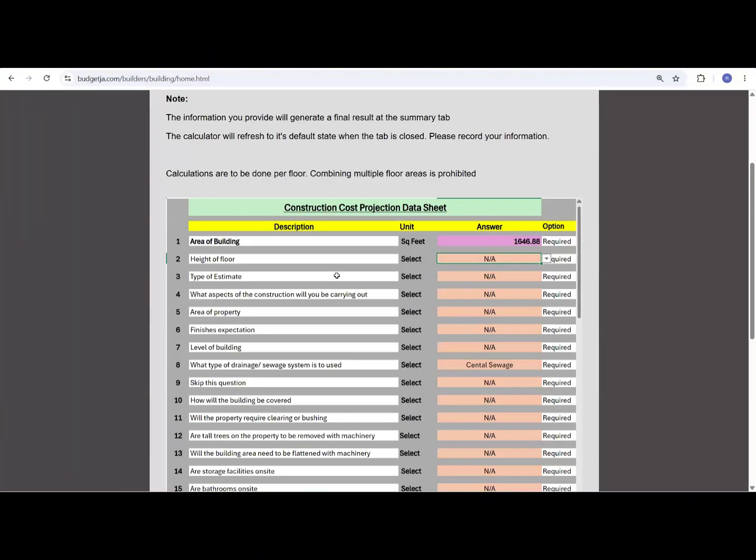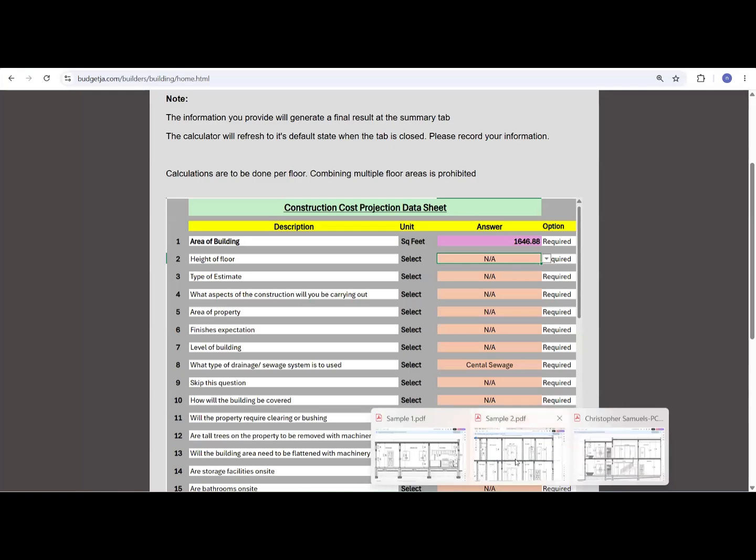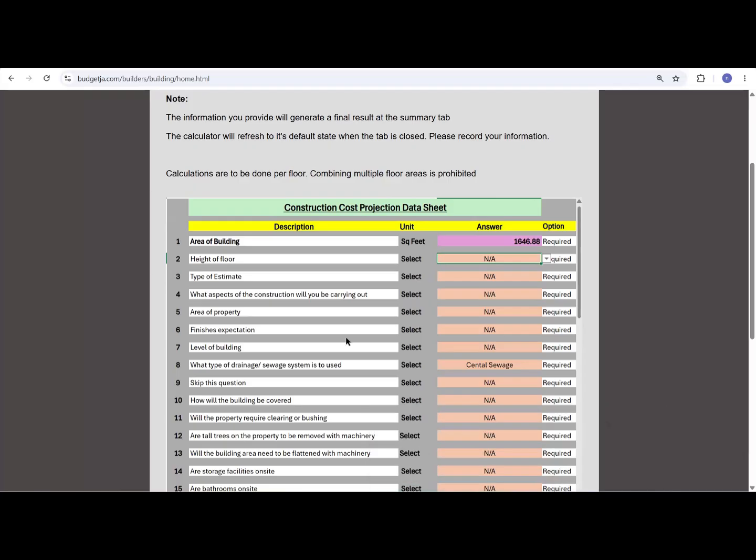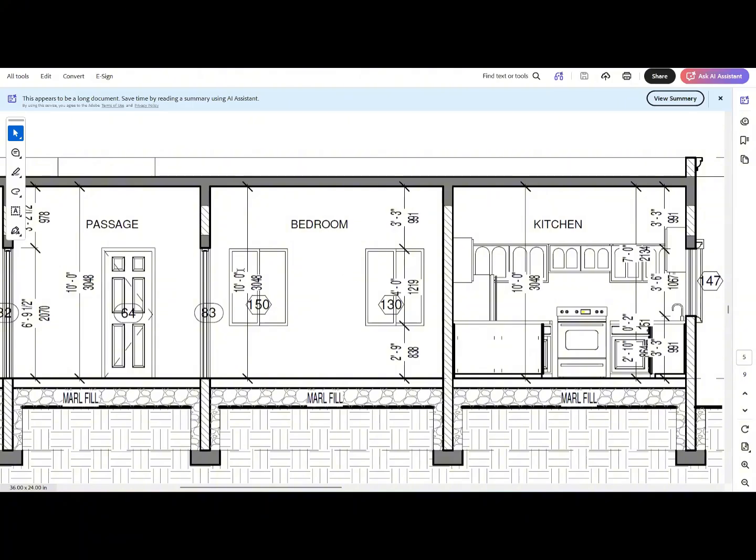Now, question number 2 deals with the height of the building, and that can be arrived at by looking at the cross sections on an architectural drawing or based on consultation. So if there's not a drawing, you want to ask the question to use it as a context. And if there's a drawing, you can always look at it and see what the height is. Now, the height refers to the internal height from the floor to the underside of the slab.